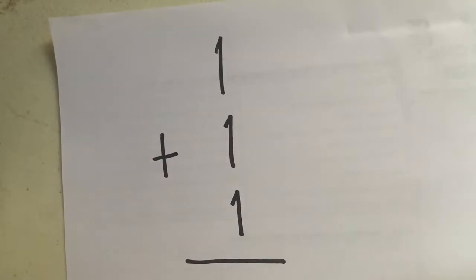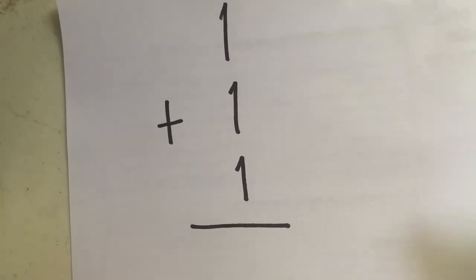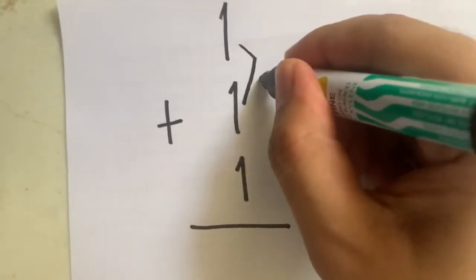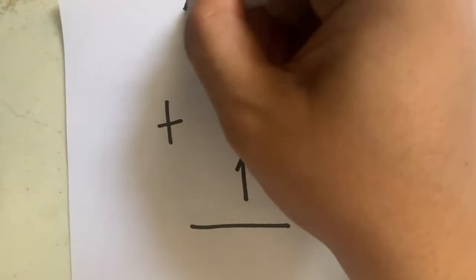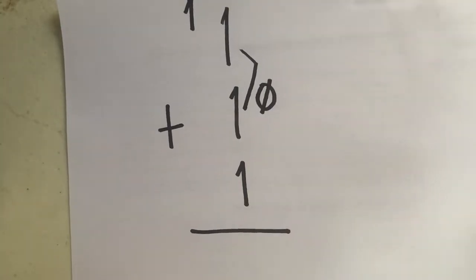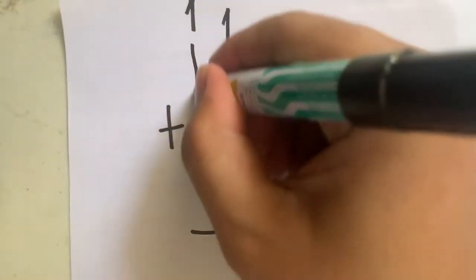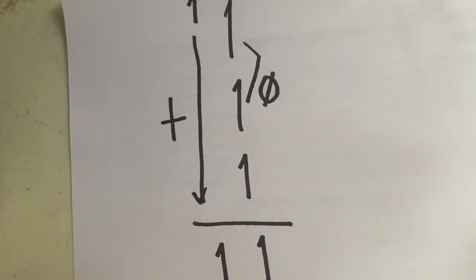So how do we add binary numbers? The first thing you have to do is to look for a pair of 1 and 1. Whenever you have a pair of 1 and 1, that is 0, carry 1. Then you have 0 plus 1, here you have 1, and then you bring down 1. So the answer is 11.